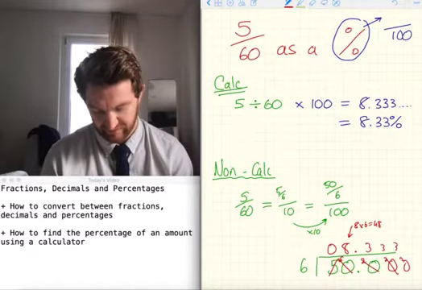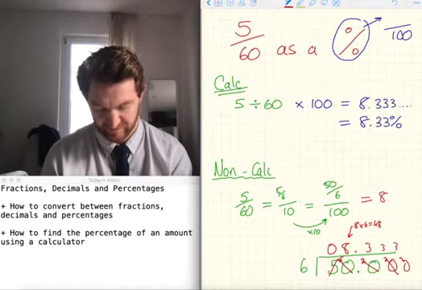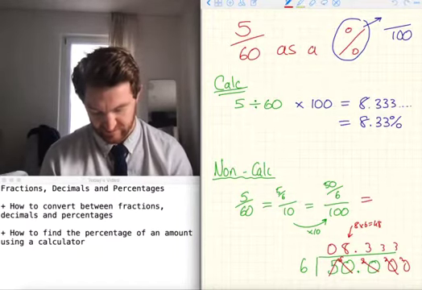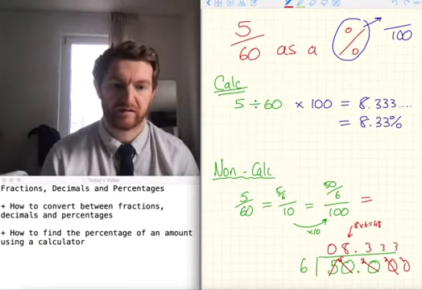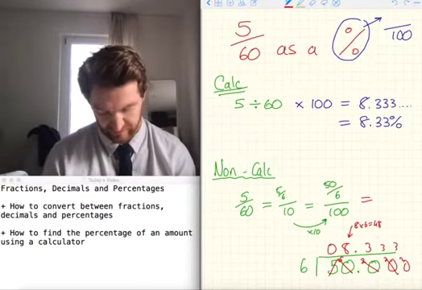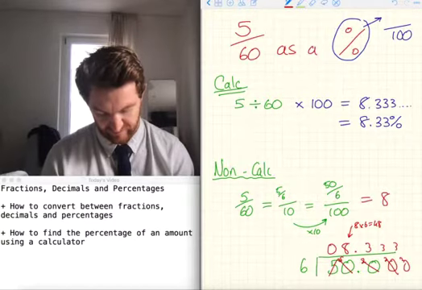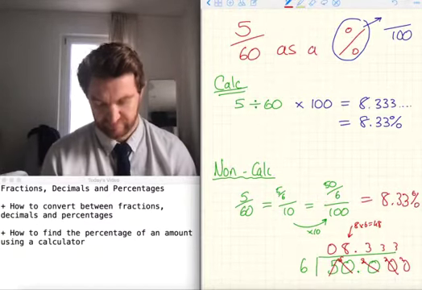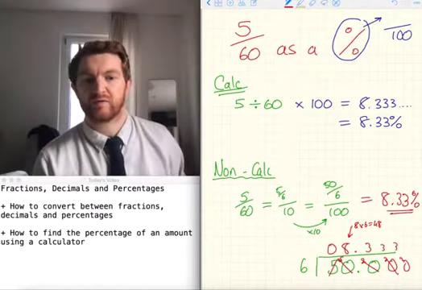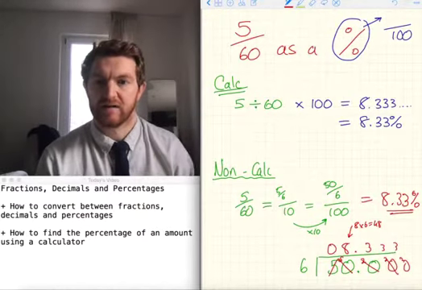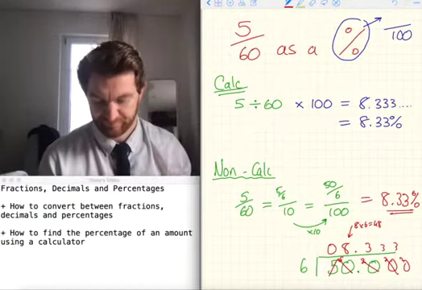So we get our answer of 0. Sorry, yeah, I was right the first time. 8.33%. Okay, so I've picked hard examples. You'll probably get ones that will be a bit easier when you're practicing today. Okay, let's keep going.